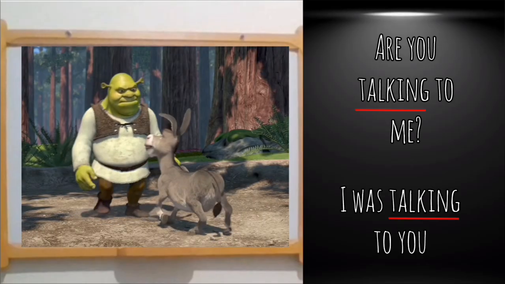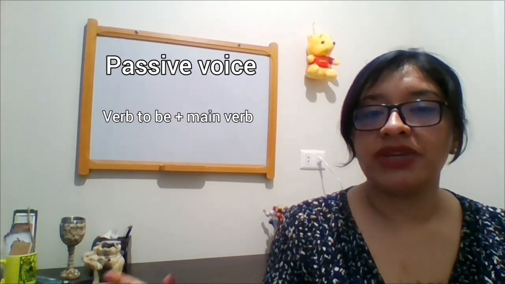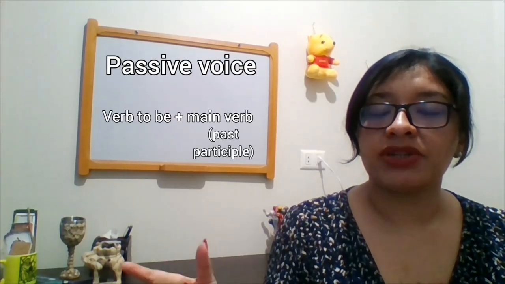Here to go is the main verb and the verb to be is the auxiliary. Here to talk is the main verb in both sentences and to be is the auxiliary. And it works as an auxiliary for passive voice. We put the verb to be next to the main verb in its past participle form.